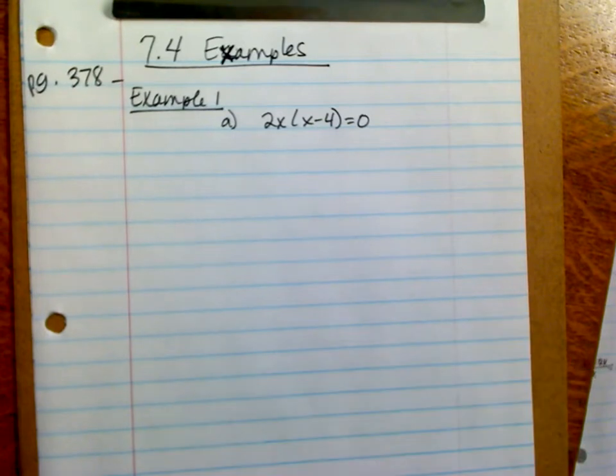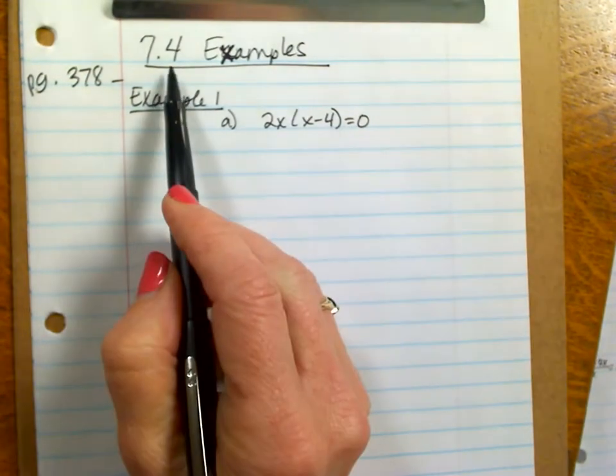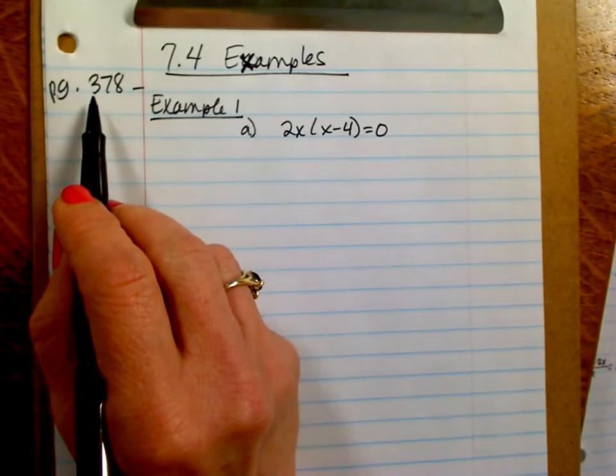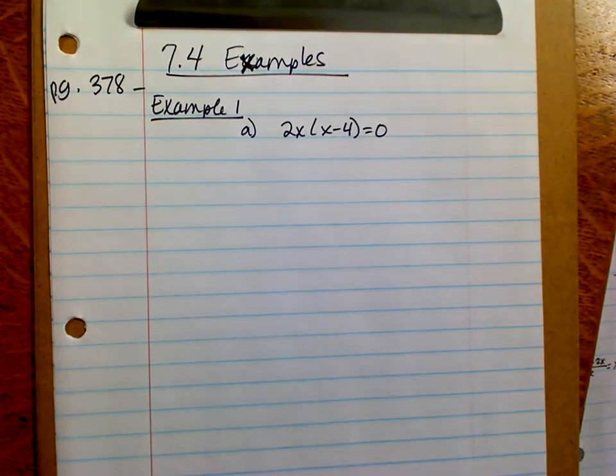Okay, this is for Algebra 1. This is the second video. These are for your examples for 7-4, Solving Polynomial Equations, and this is on page 378. So hopefully you read through the examples to see a little bit of what's happening.